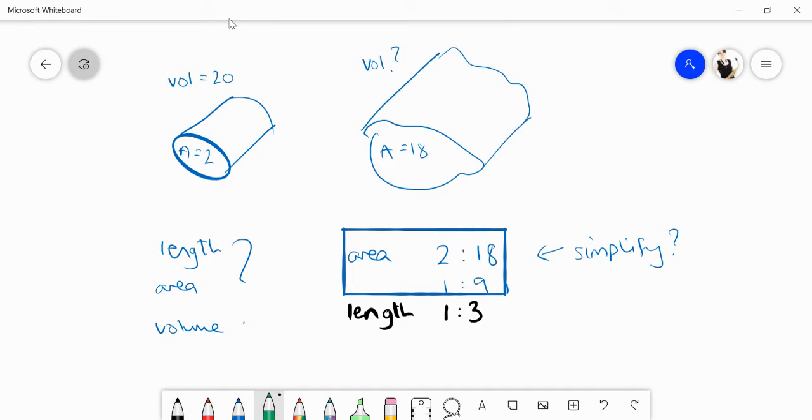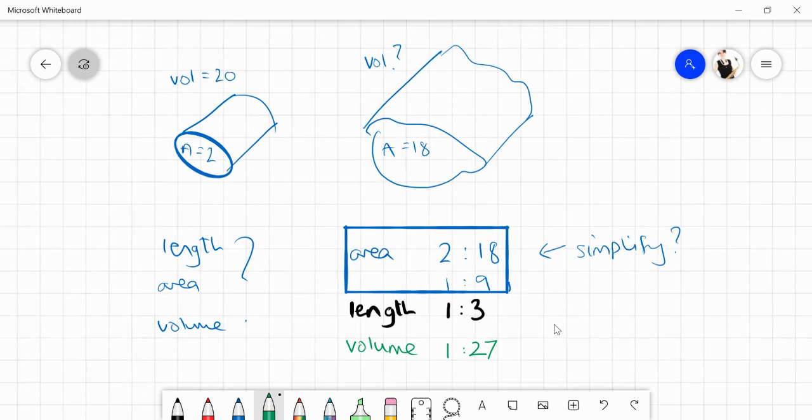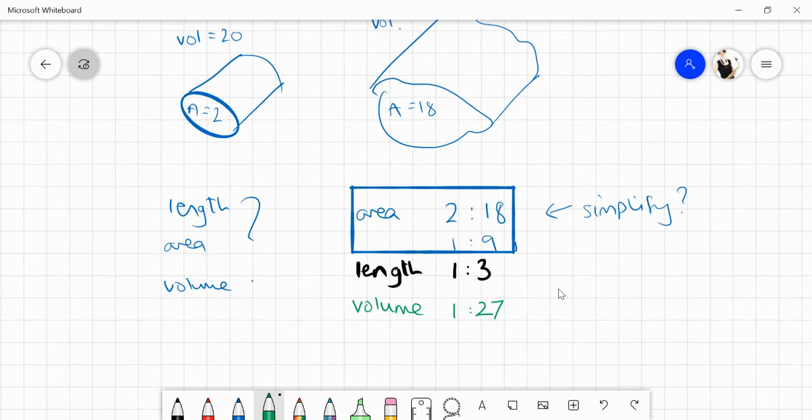It's not the length I'm after, it's the volume. So I want the volume ratio for this shape. I'm going to cube the length ratio to get the volume ratio. So my volume ratio is going to be 1 to 27. So the relationships between the volumes are in the ratio 1 to 27.